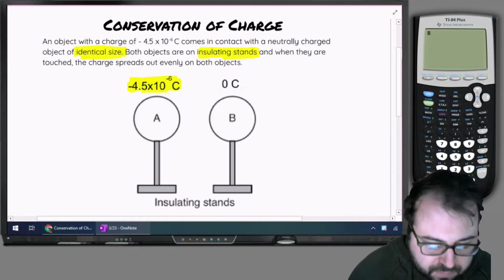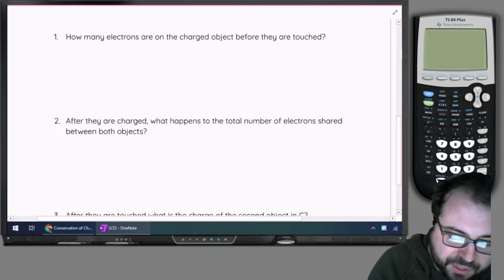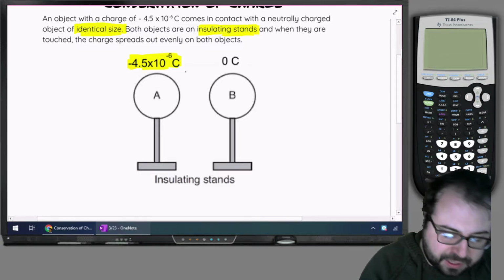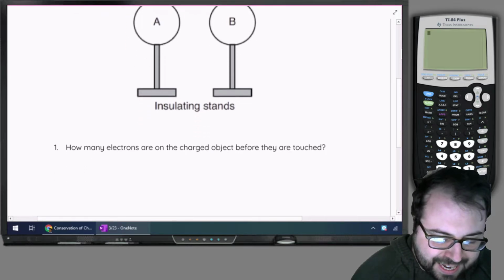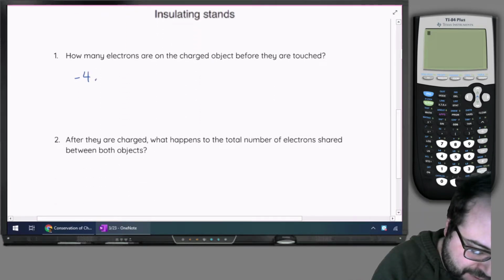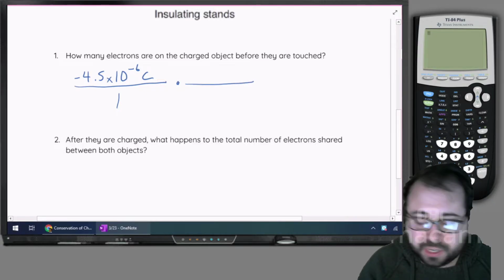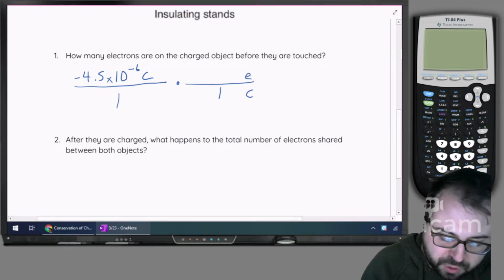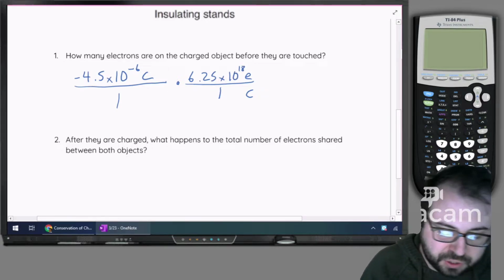So let's go to the first question. How many electrons are on the charged object before they are touched? If we want to know the number of electrons, and we're given the unit of coulombs, we have to convert that to elementary charges. So let's take this original charge, negative 4.5 times 10 to the negative 6th coulombs, and convert it to elementary charges. We do that by setting up this fraction, right? We're going to put coulombs in the denominator and elementary charges on top. We know 1 coulomb is 6.25 times 10 to the 18th elementary charges, or electrons.